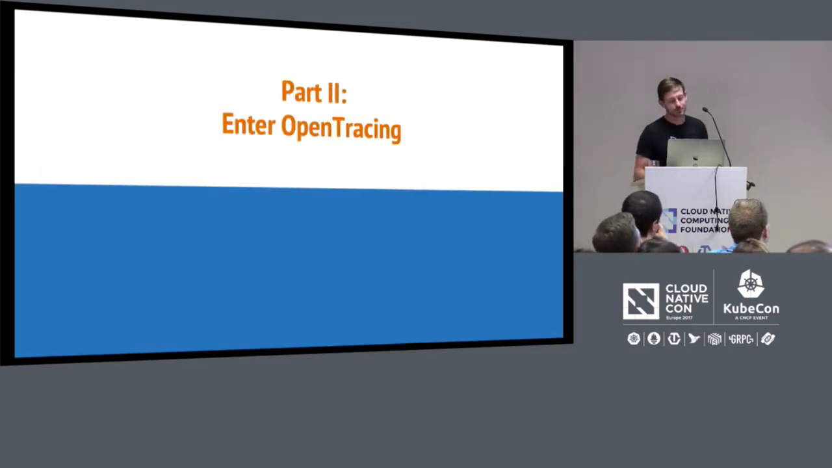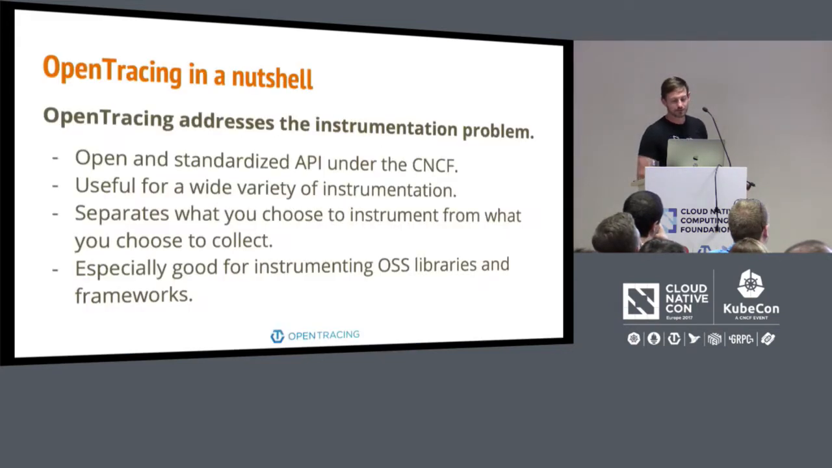So this is where OpenTracing comes in. OpenTracing is a standard and open API. And what I mean by open is not just open source, but it's not tied to a specific tracing implementation. A number of experts in the field who had already built previous tracing systems got together and developed an API knowing how their systems work to ensure that it would work across multiple systems. And then we've recently standardized that API under the auspices of the CNCF.